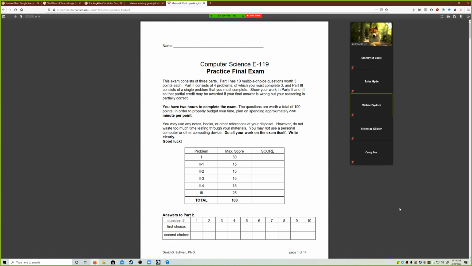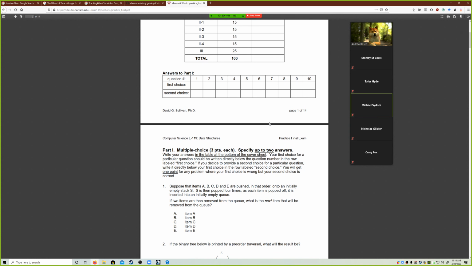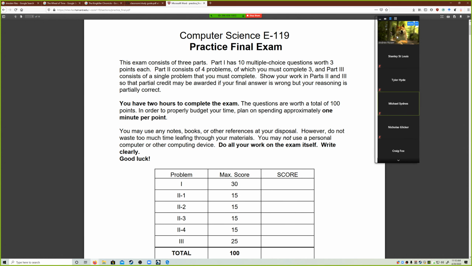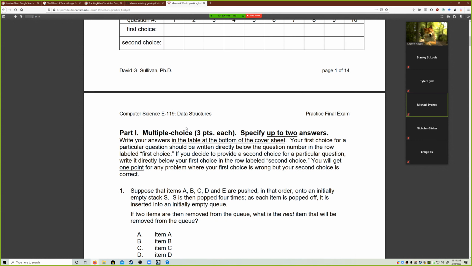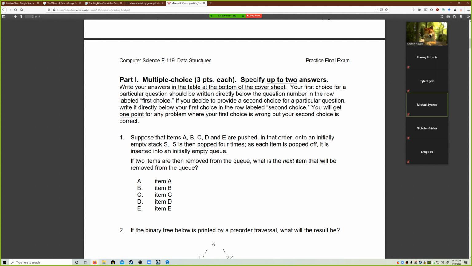So, let's go ahead and work on this final exam. Let me zoom in so that we can actually read. The way their practice final works is that this guy is super exact, and he says you should budget 1 minute per point. So, meh. Specify up to 2 answers. Your first choice should be written first, and then if you want a second choice, you'll get 1 point for your second if your first choice is wrong but your second choice is correct, which is really a good way of doing multiple choice, in my opinion.